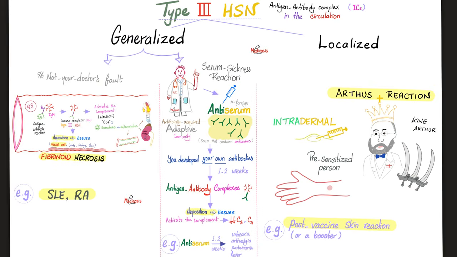Type 3, the generalized. If it's not your doctor's fault, this is the story of the fibrinoid necrosis, immune complex mediated vasculitis, nephritis, arthritis, etc. That's lupus and rheumatoid arthritis. Serum sickness reaction is generalized and acute, and this is the reaction to receiving an anti-serum, which means serum that has antibodies. These are not your own antibodies. Localized type 3 hypersensitivity is the Arthus reaction, which means subacute, which means localized. This is post-vaccine skin reaction.